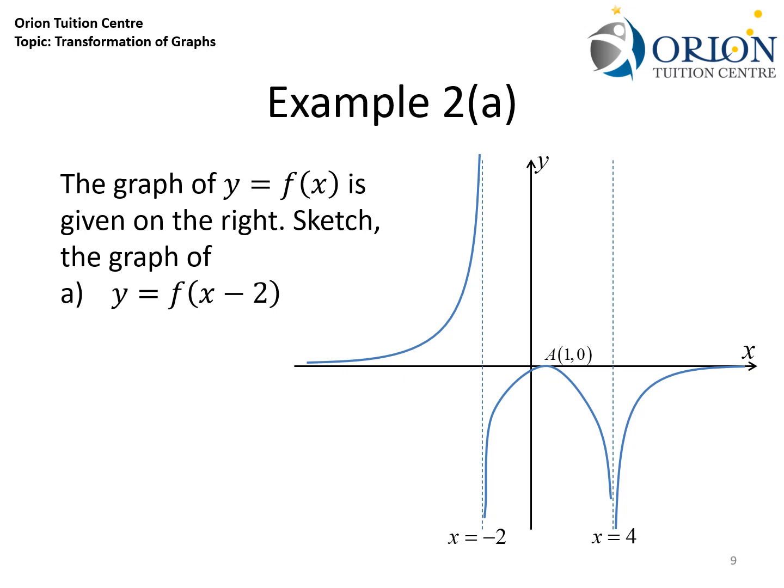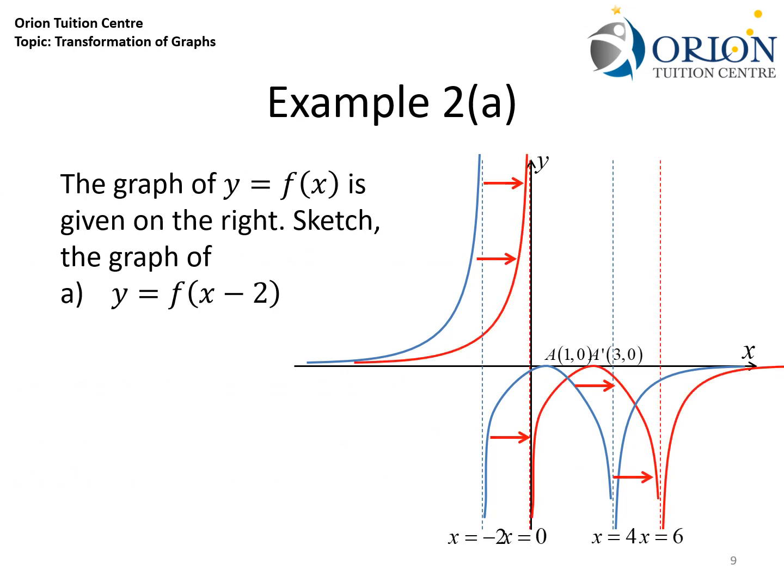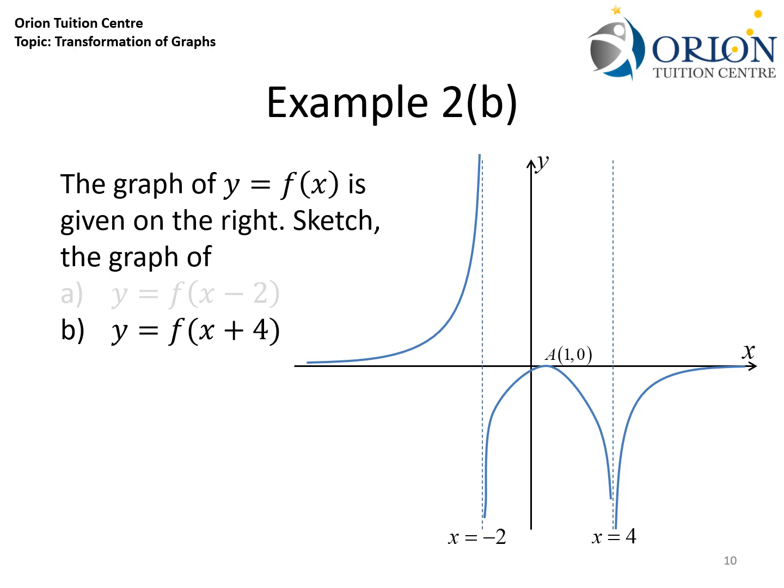Hence, we will sketch the same blue curve but 2 units to the right, and we will end up with this red curve. For the graph of y equals f(x plus 4), this represents a translation of 4 units in the negative x direction. Thus, we will sketch the same blue curve but 4 units to the left and arrive at this red curve.